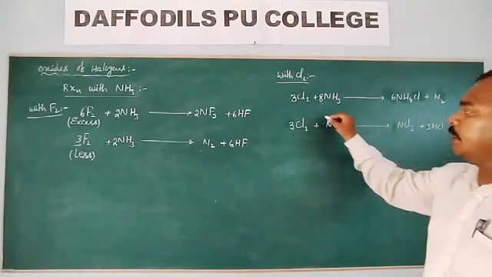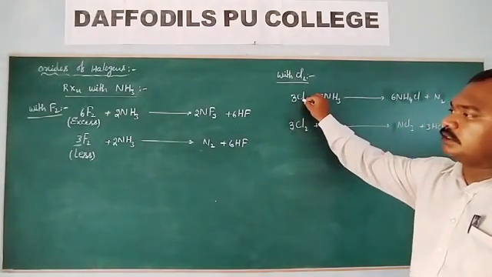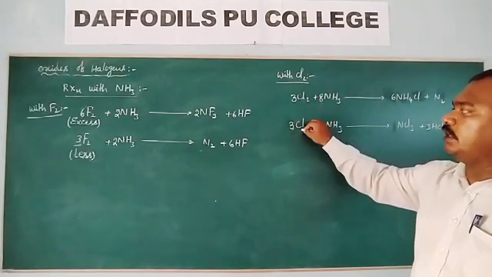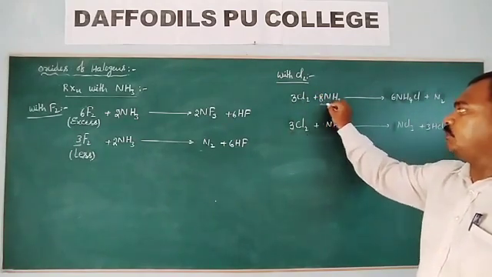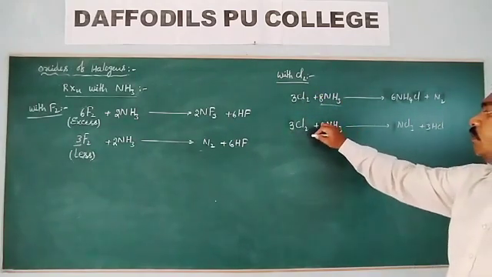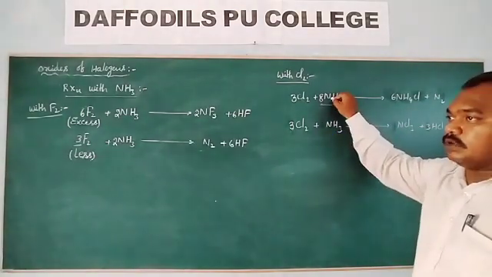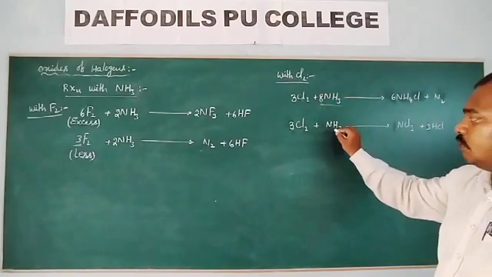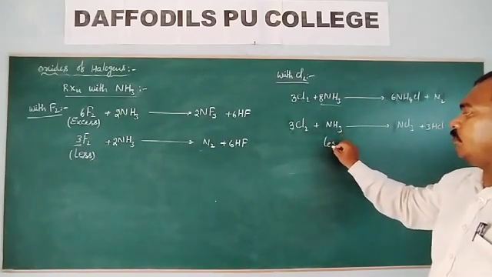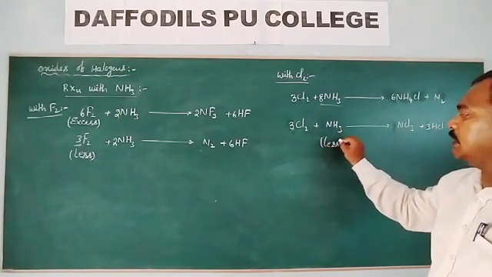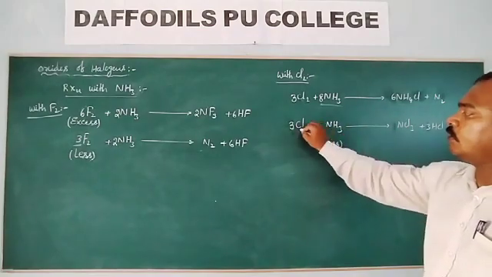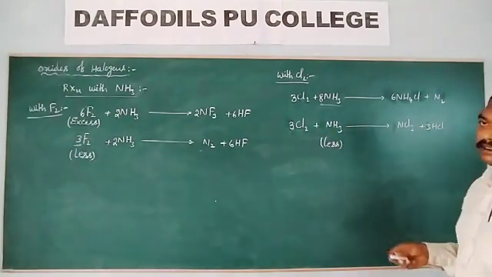Now look at the chlorine. In this reaction, the amount of chlorine in both reactions is the same. Then what is the amount of ammonia? Here only 1 mole of ammonia is there. Here you have 8 moles of ammonia. So with less amounts of ammonia, chlorine forms NCl3.